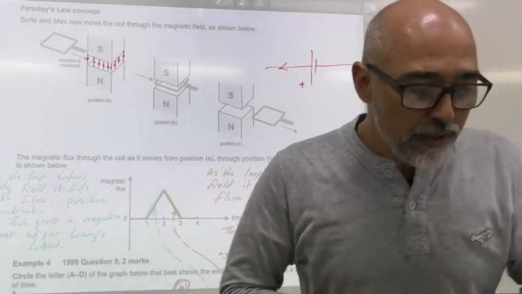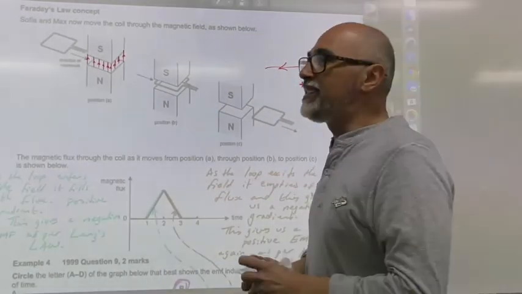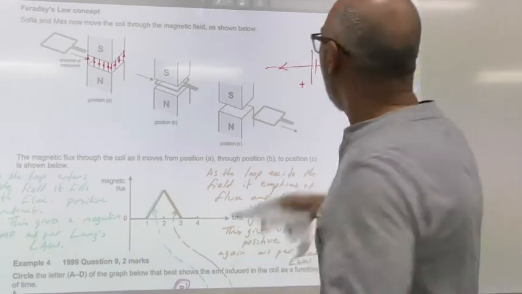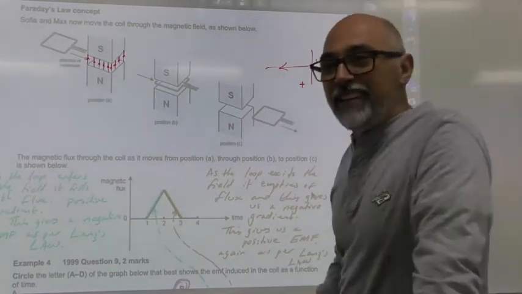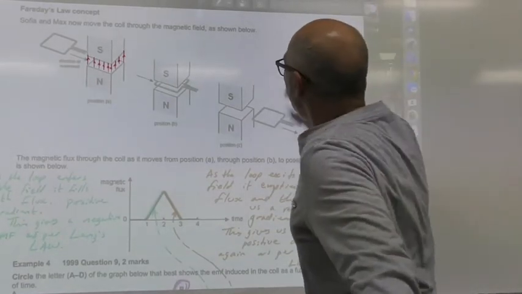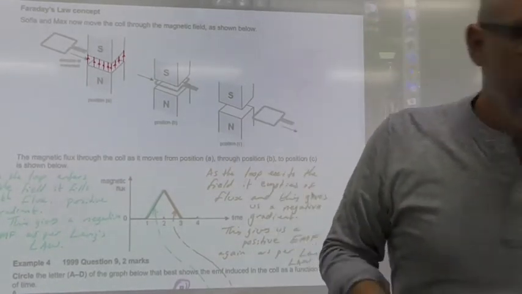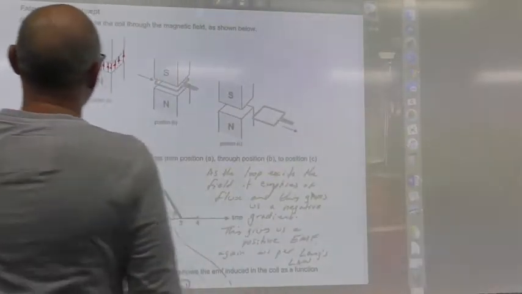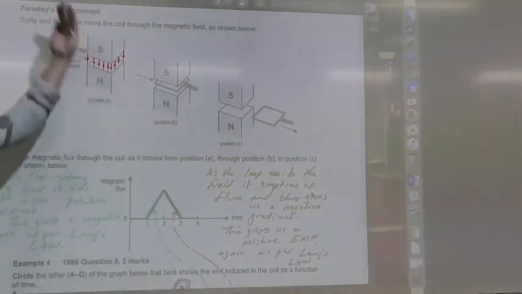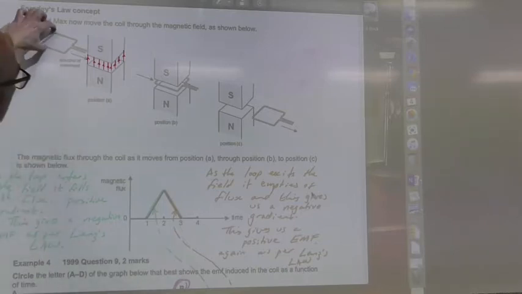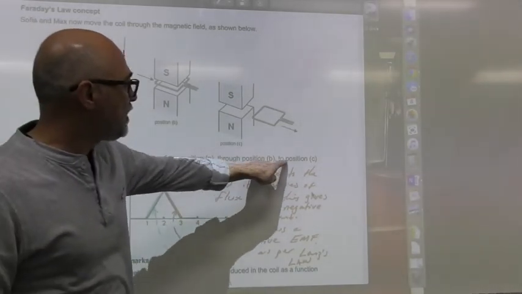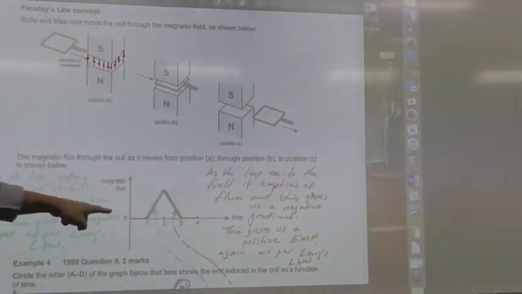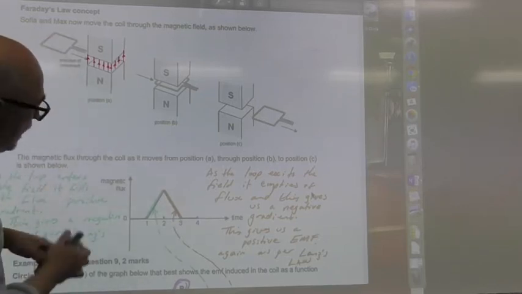Okay? So if you're still in that boat of staring at a question going, I don't get it, how about trying some of the advice, okay? Put some notation down, all right? It helps, trust me, okay? So you've got this field and it is moving up from north to south. This loop starts completely outside. The magnetic flux through the coil as it moves from position A through position B to position C is shown below. So you can see that now.